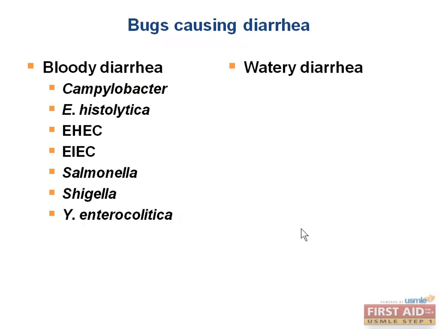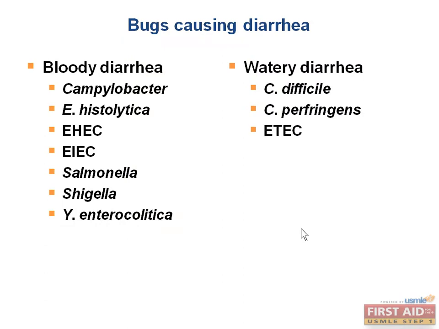Let's move on to watery diarrheas. The first bug on the list, C. diff, can actually cause both watery and bloody diarrheas. It can also cause pseudomembranous colitis as well. C. perfringens, which can also cause gas gangrene, is another cause of watery diarrhea.